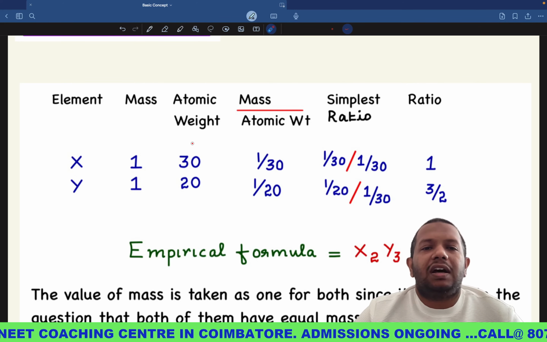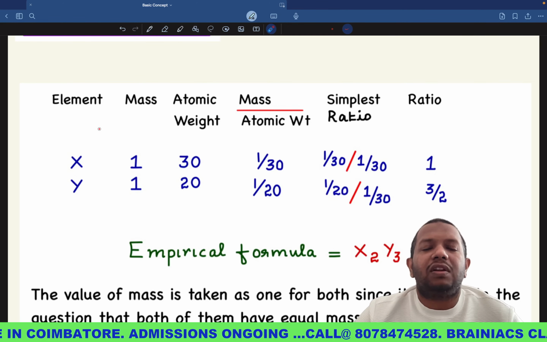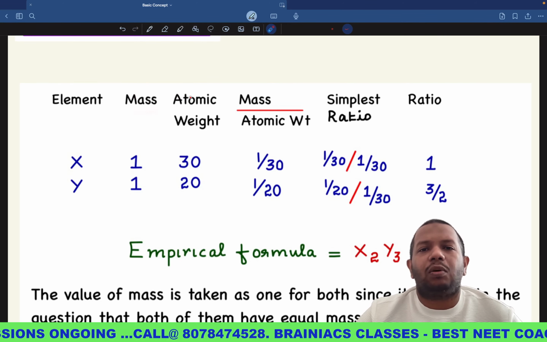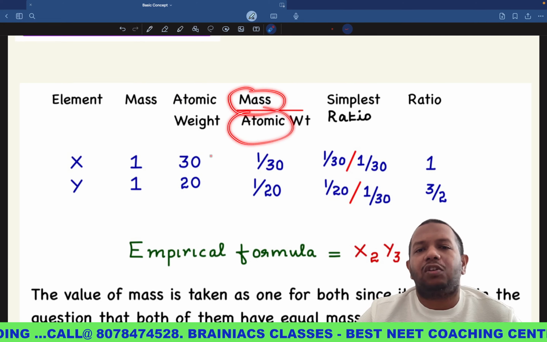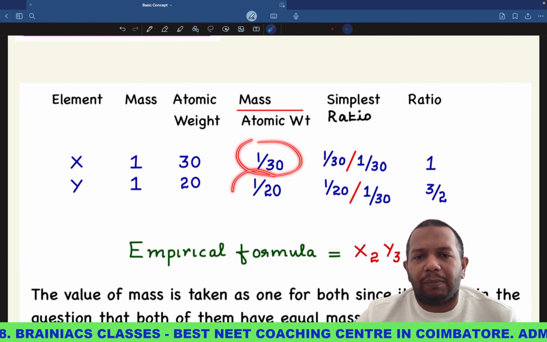Here the atomic weights are mentioned as 30 and 20. Now next we need to find out the number of moles. So to find out the moles, what do we do? Mass by atomic weight. So 1 by 30 and 1 by 20. So you got the number of moles.